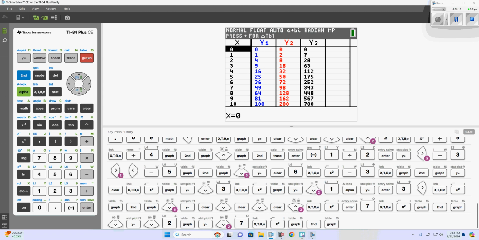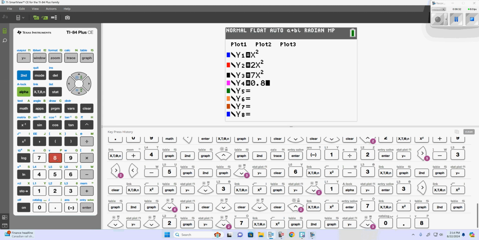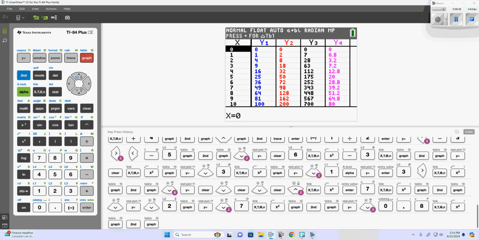Vertical shrink. Someone want to give me a number between 0 and 1? A number between 0 and 1. 0.8. So, because we're looking for pretty much most decimals, 0.8 x squared is this here. So if we look at the table, the one in purple is our vertical shrink. At 1, originally it was 1. Now it's 0.8.